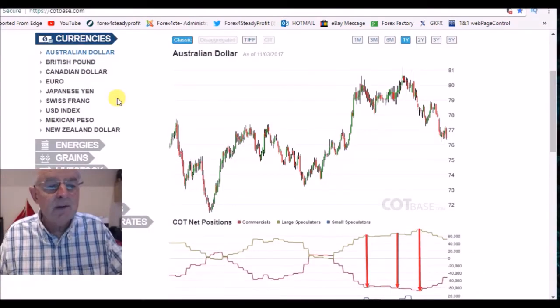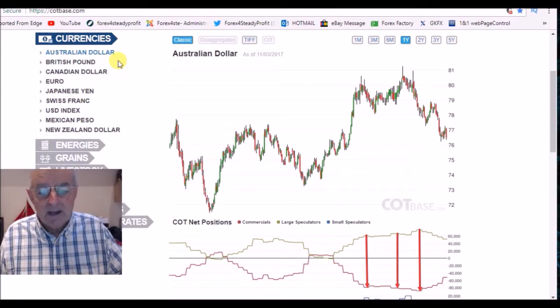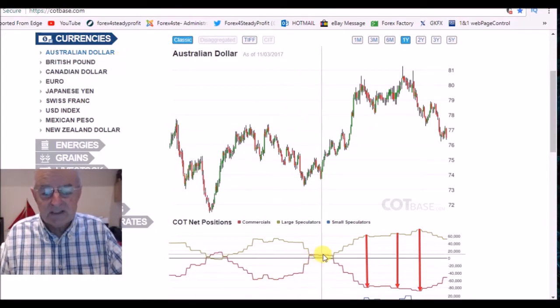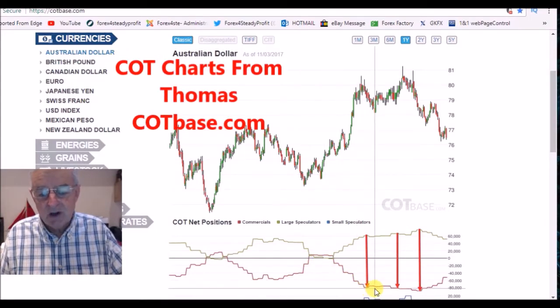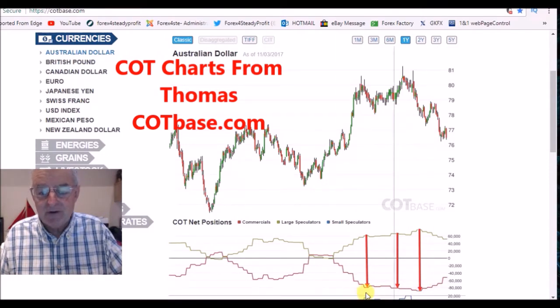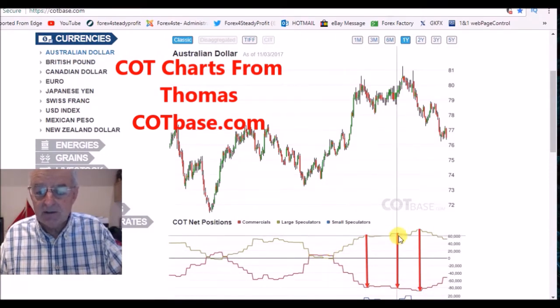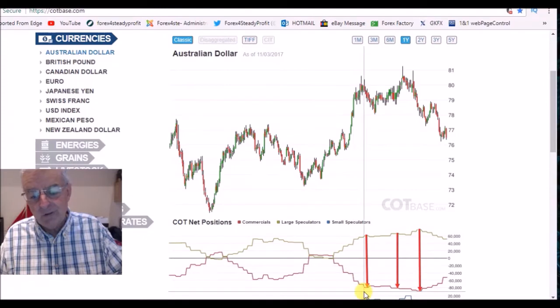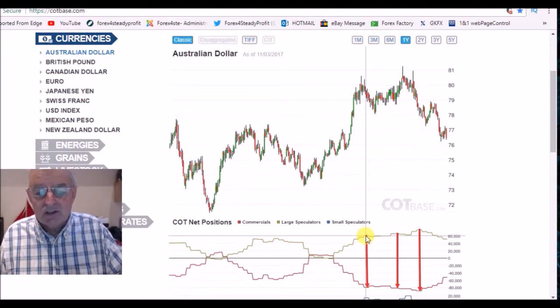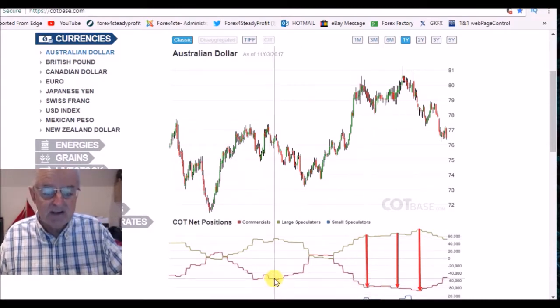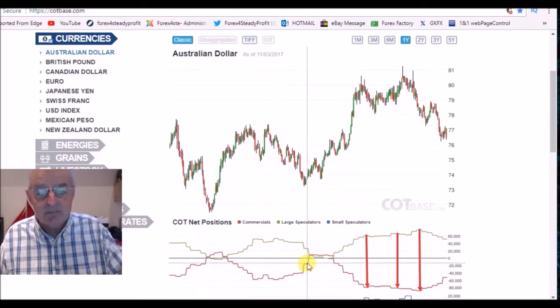Okay, this is the Commitment of Traders report in graph form. So as we can see, the history and the positions of the commercials here in red and the speculators in green. What we're looking for is the commercials to take an opposite position to the speculators in an extreme position. As you can see from the past, whenever this has happened, you've had a sell-off.